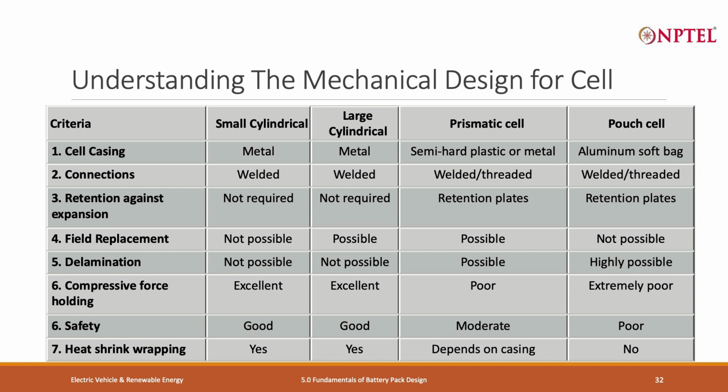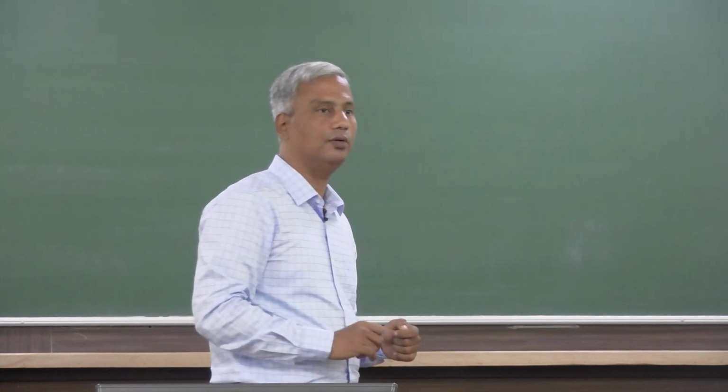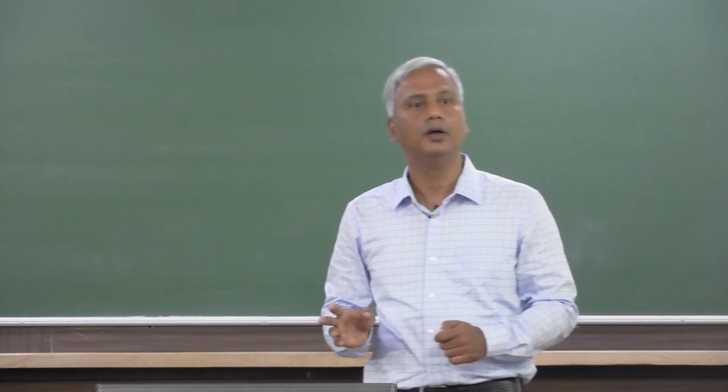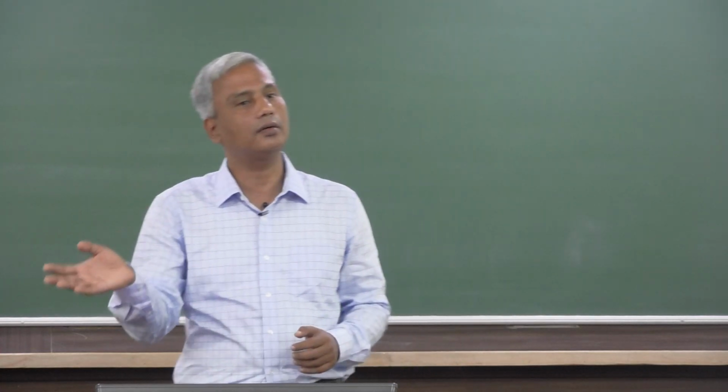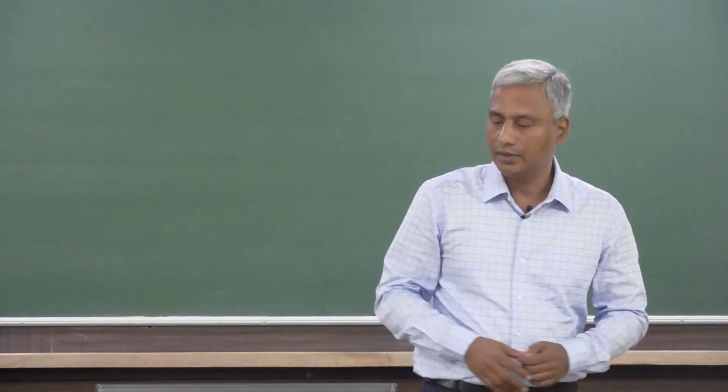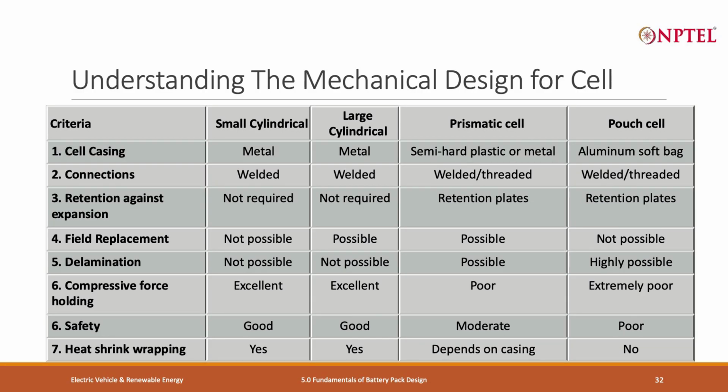Delamination: if you want to open up the cells and delaminate and check that your cathode, anode and everything is intact or proper or not, or if something has gone wrong, can we do the factory fabrication once again? In small cylindrical cells, it is not possible. Large cylindrical cells also it is difficult. Large form factor prismatic cells, it's possible. In pouch also it is possible.